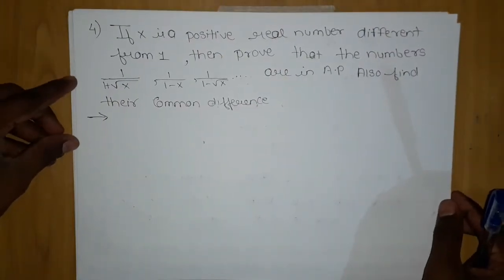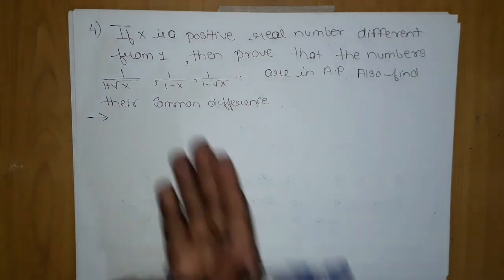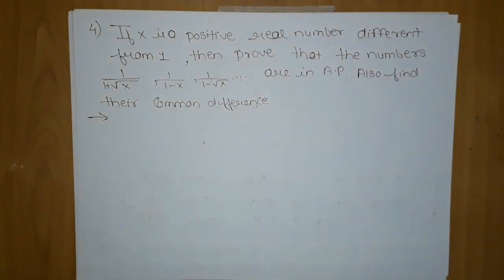So let's move on to the next question. The next question is the fourth question. It says if x is a positive real number different from 1, then prove that the numbers 1 upon 1 plus under root x, 1 upon 1 minus x, 1 upon 1 minus under root x are, this is a sequence, in AP. Also find the common difference. So x is a positive real number and it is not equal to 1. Why? It will become undefined. We have done so many problems in quadratics and inequalities, so it is quite easy to understand that it will be undefined at 1.